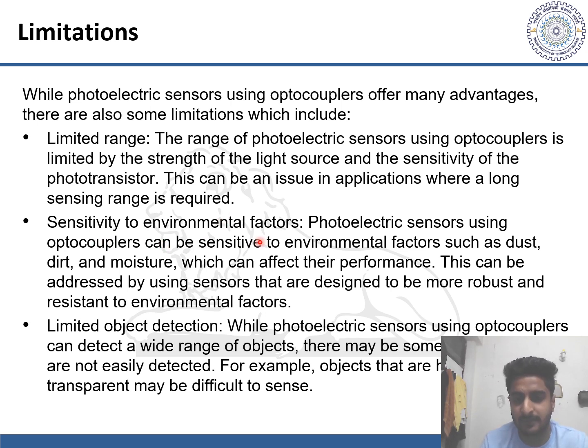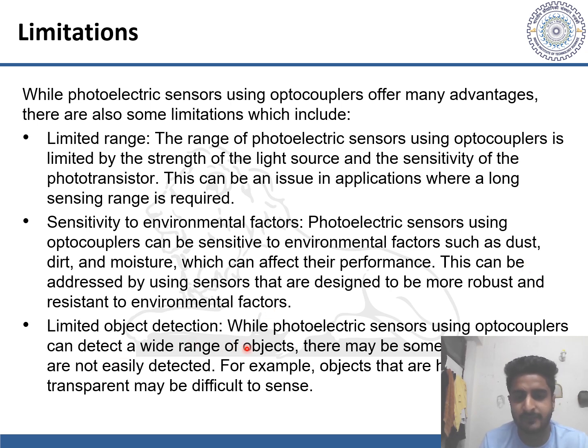Now, the sensitivity to environmental factors. Photoelectric sensors in optocouplers can be sensitive to environmental factors such as dust, dirt, and moisture, which can affect their performance. This can be addressed by using sensors that are designed to be more robust and resistant to environmental factors. Like we had seen in the case of our sensor, which detects smoke alarms, similar to smoke, if there are environmental factors such as dust, dirt, or moisture, they can also affect the performance, which is a very big limitation to using a photoelectric sensor of an optocoupler.